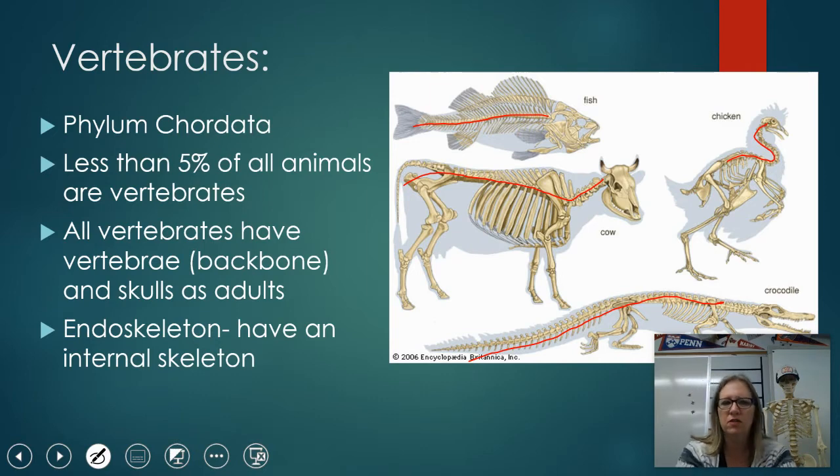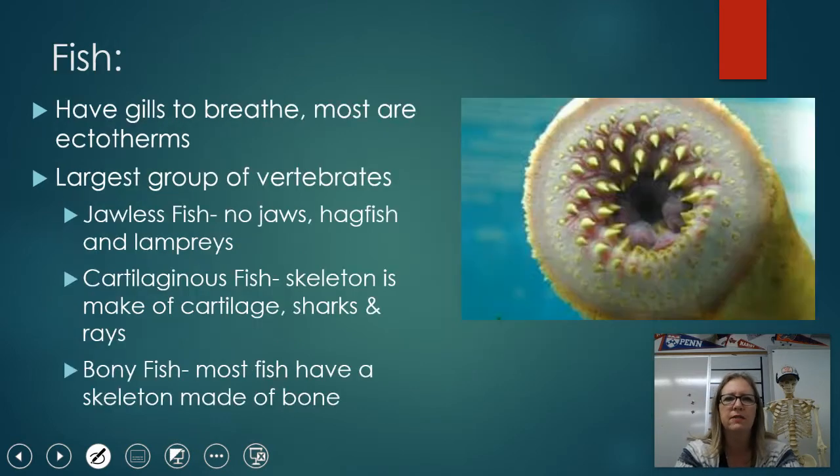All of these vertebrates are also considered to have endoskeletons. They have an endoskeleton, which means it's an internal skeleton. We don't see this. This guy only comes out at Halloween. The skeleton is covered with other body parts, muscles and skin and things like that. Inside, internal skeleton. All right, so let's jump in. All of these are part of the phylum Chordata. These are different classes and just different subsets of animals.